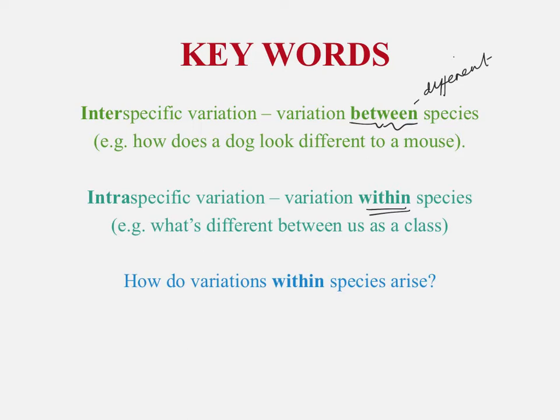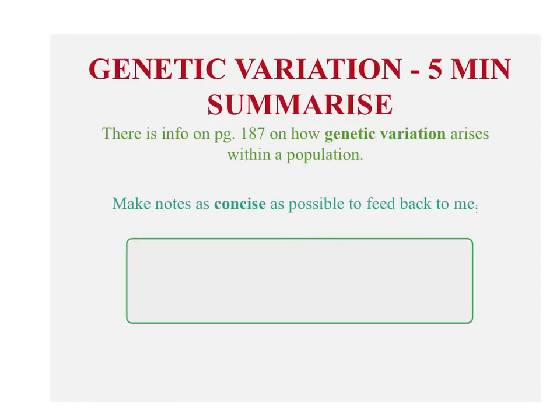But we need to think how variations arise within species. So how does intraspecific variation arise? What is it that causes it? How can it change? How can it develop? And ultimately, you should probably recognise that we're moving towards discussing evolution. So have a go at summarising the notes on page 187. If you haven't got the book, I've taken a photo and uploaded it to OneNote for you on how genetic variation arises within a population.